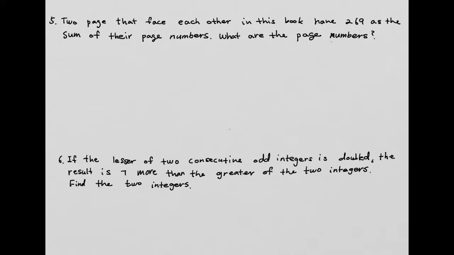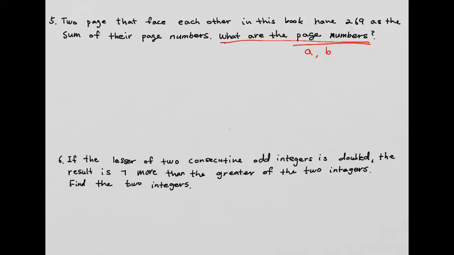The next problem we're going to look at is number 5. Two pages that face each other in the book have 269 as the sum of their page numbers. What are the page numbers? Okay, so what are we looking for? Again, this is a word problem, so let's give variables to what they're looking for. You're going to look for page number A and page number B. Because the pages are next to each other, your page number B should be one number larger than A.